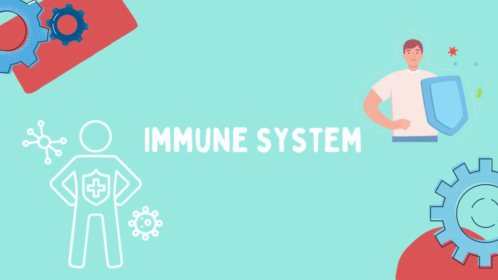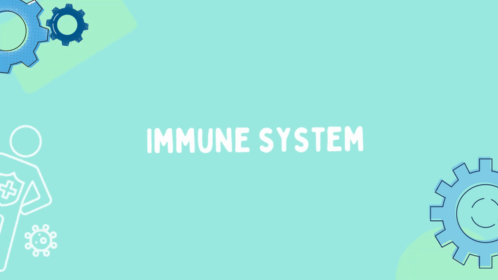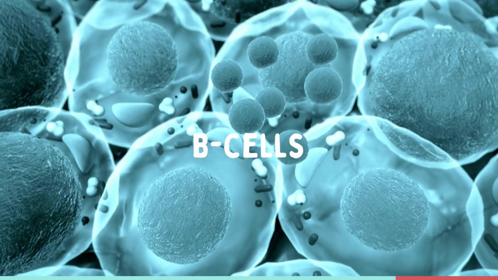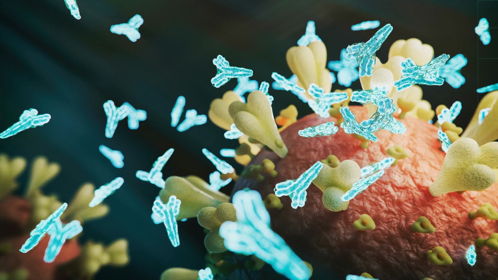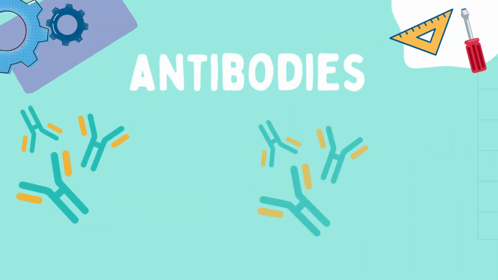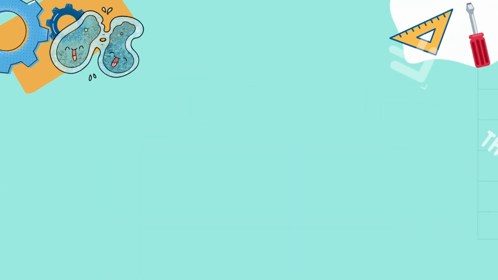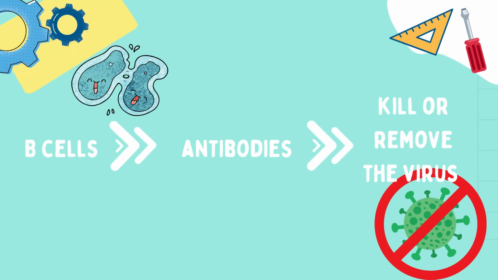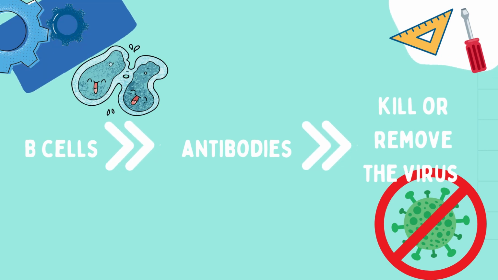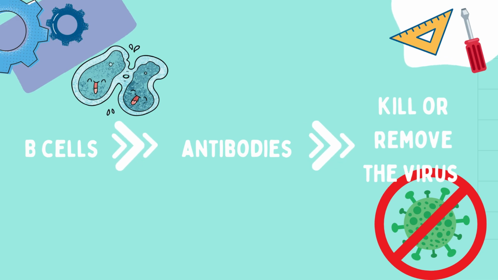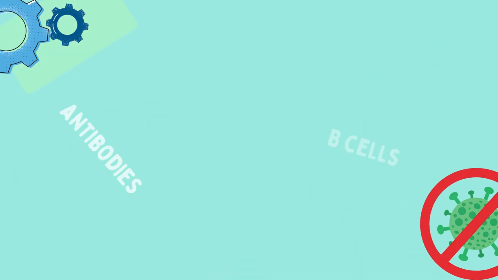Absolutely. Now we'll try to study our immune system. There is a type of cell called B cells in our body. These B cells are attached with different antibodies. What is an antibody? In general, antibodies are Y-shaped substances that can attach to the virus surface, such as the spike of the virus, and recognize the virus through the shape of the spike. There are many types of antibodies in our body, and antibodies are produced by B cells in order to kill or remove the virus.